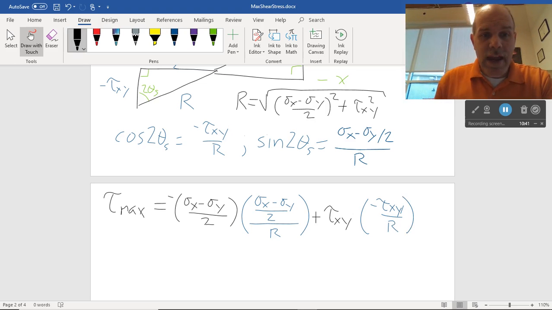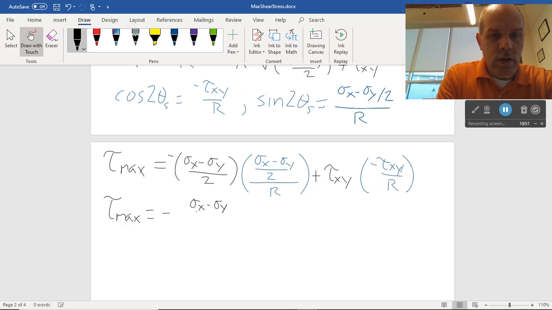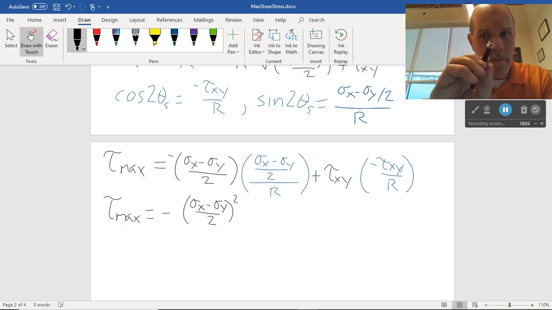So then what I can say is that tau max equals minus, and this is looking more like tau min, you might be saying, because it's got a minus on it, and you're right, but more on that in a second, plus tau xy squared.